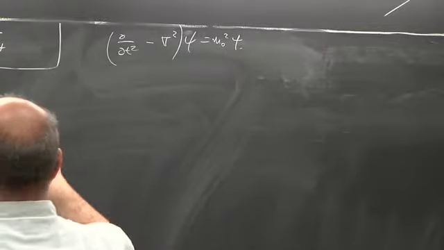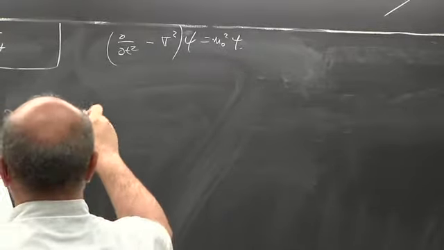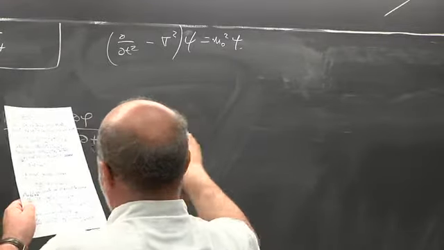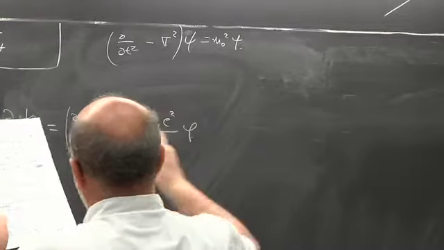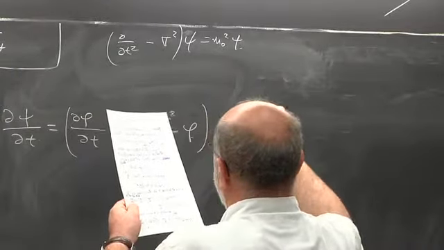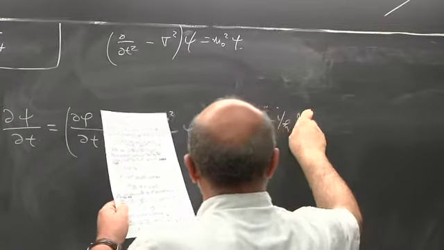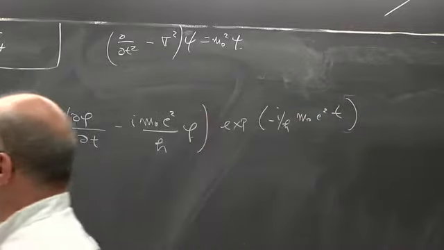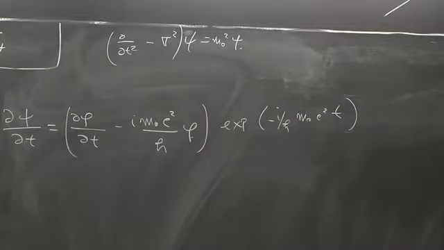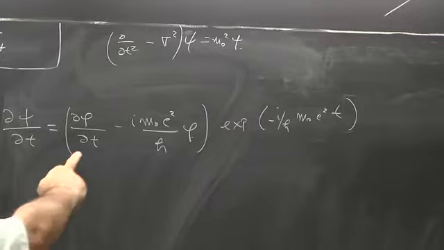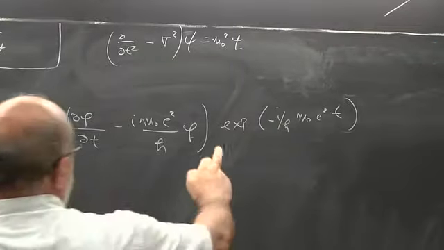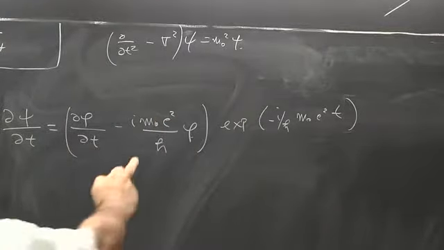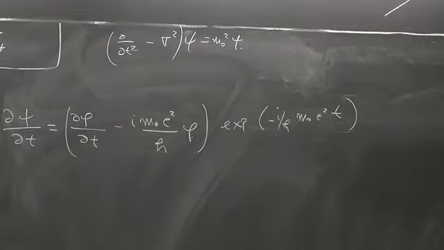So d psi/dt is equal to d phi/dt minus i m0 c squared over h bar phi, times exponential of minus i over h bar m0 c squared t. Up to here it is very easy. I took the derivative with respect to t of these, I got this term multiplied by the exponential. And then I took the derivative of the exponential with respect to t, and I got down this piece multiplied by all the rest.